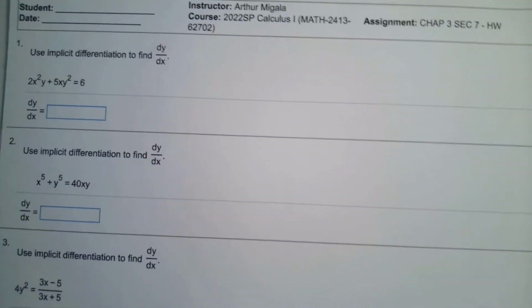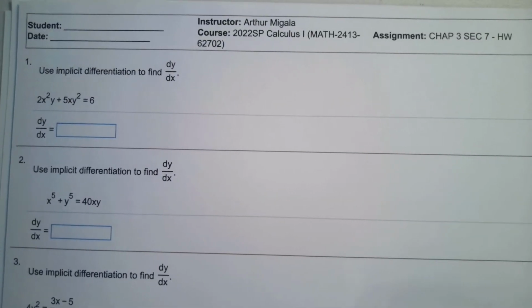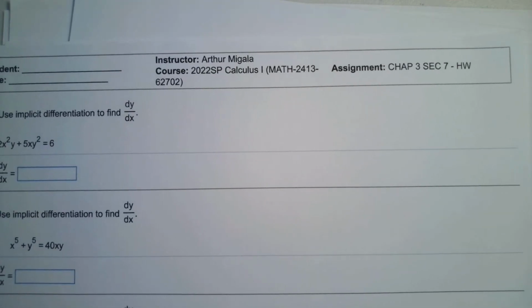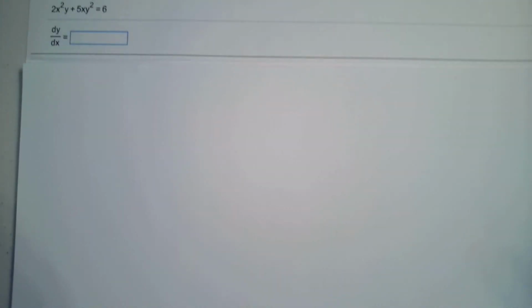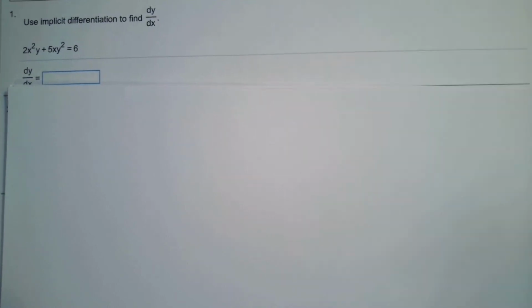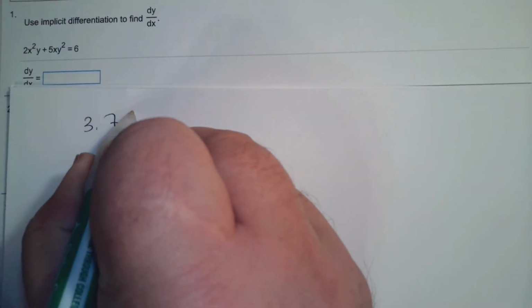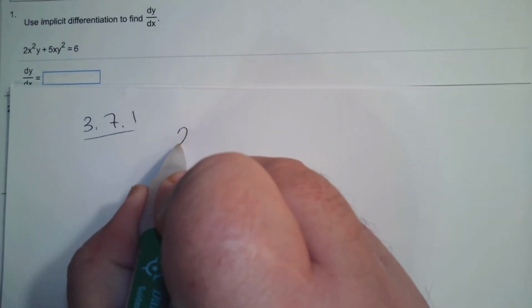Section 7. Put these on separate pieces of paper. These are going to be pretty drawn out. Okay, so this is Chapter 3, Section 7, question 1.